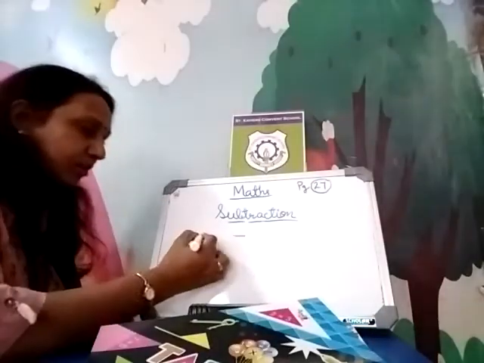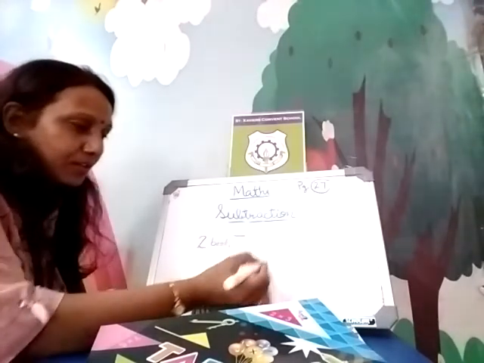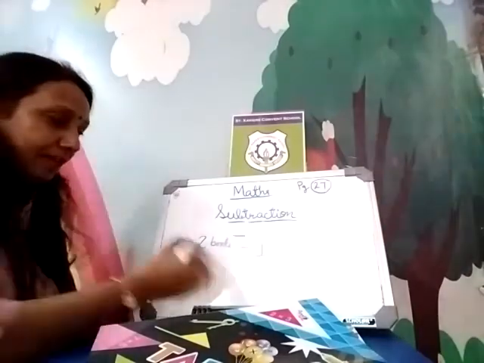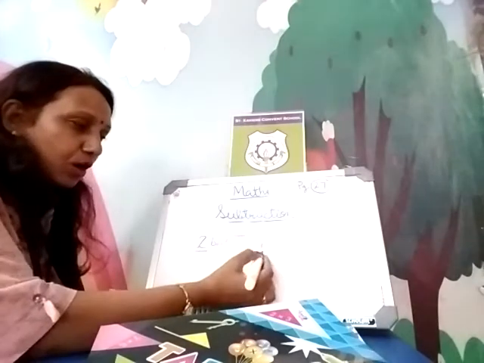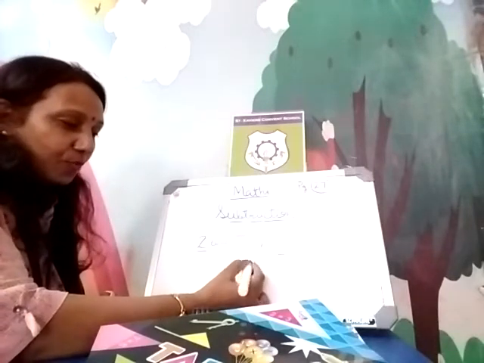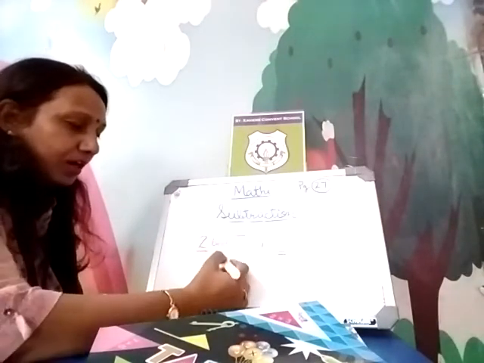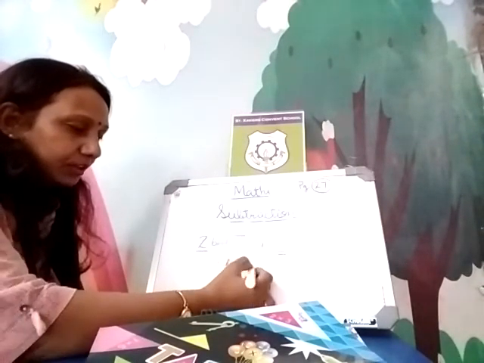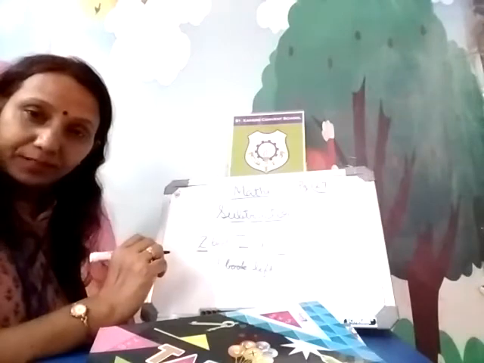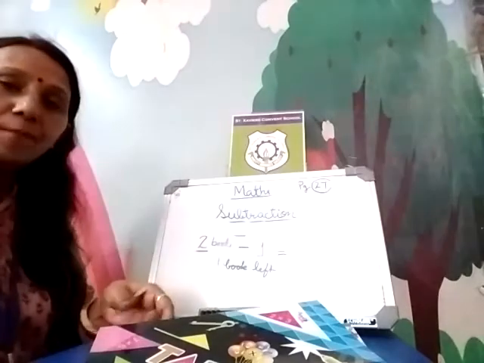There were how many books? Two books. Ma'am minus one. Then how many books left? Having two minus one, so how many left? The answer will be one. One left. It means one book left. There were two books, minus one when I kept it in the cupboard. So how many left there? One. So that is the minus.